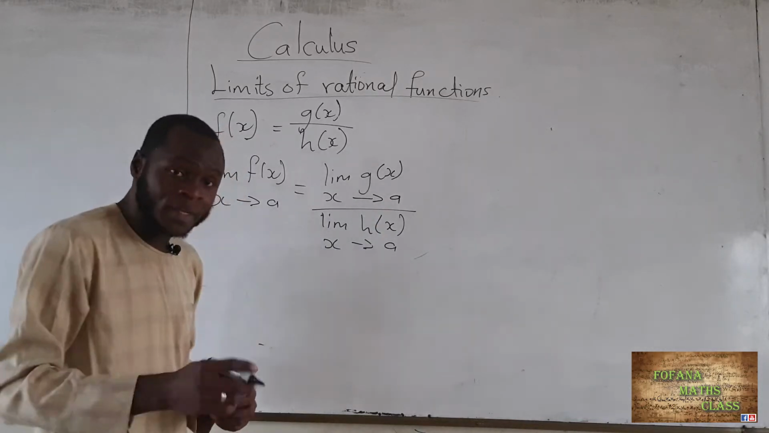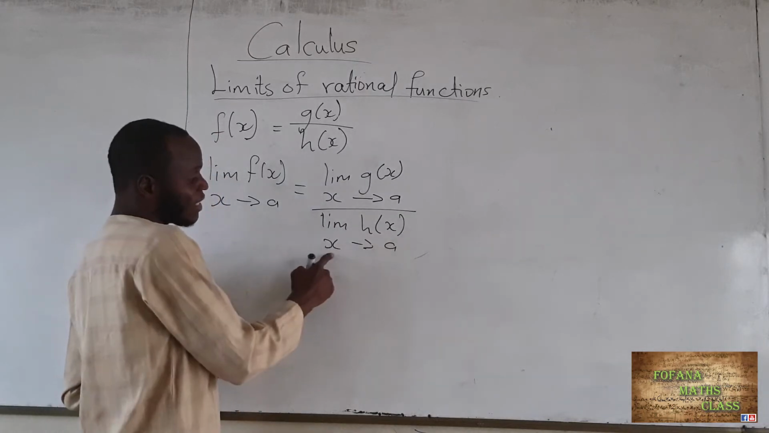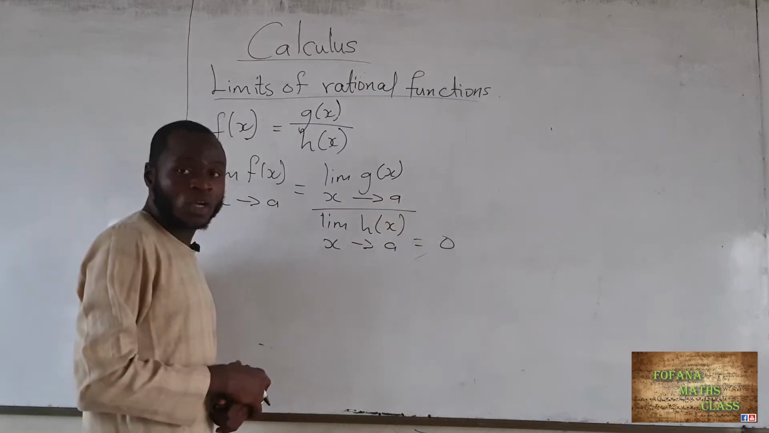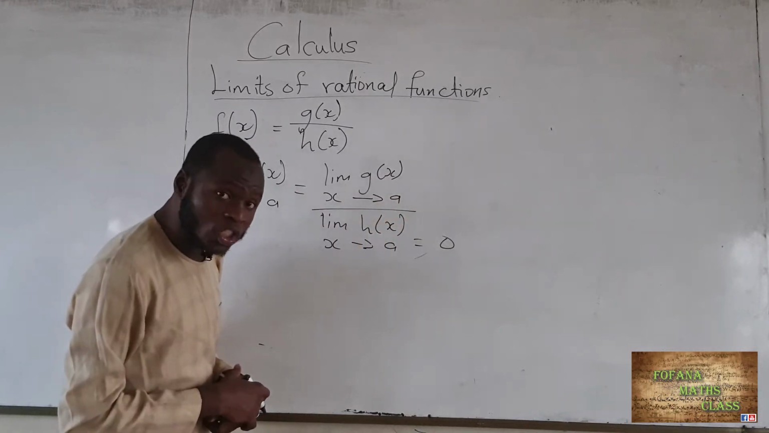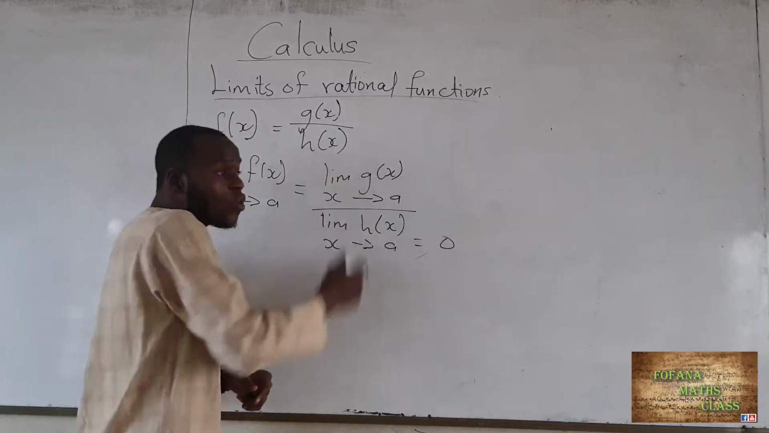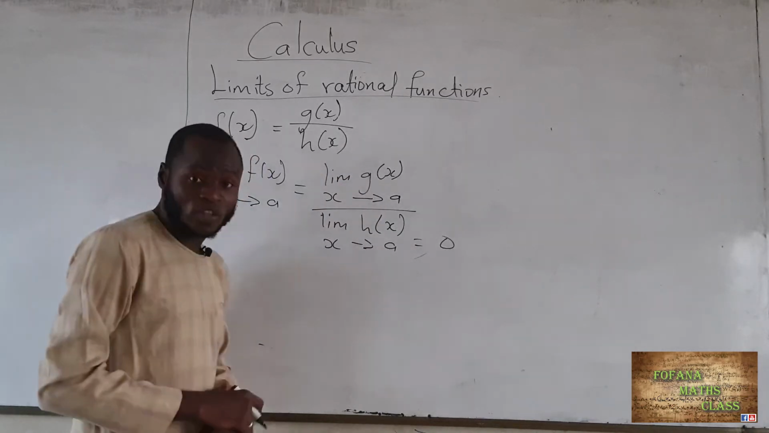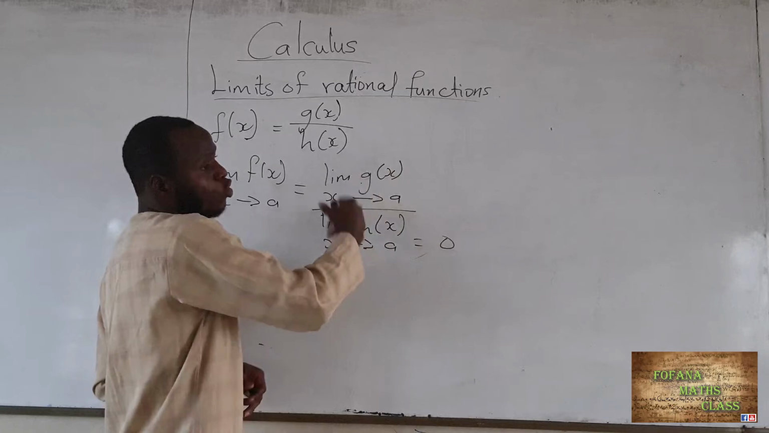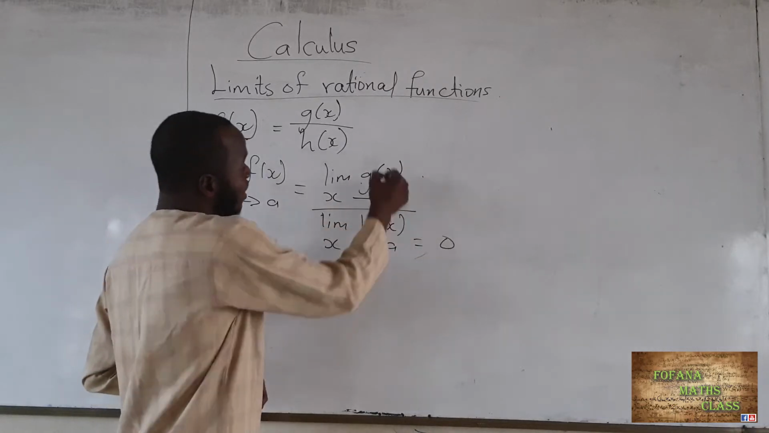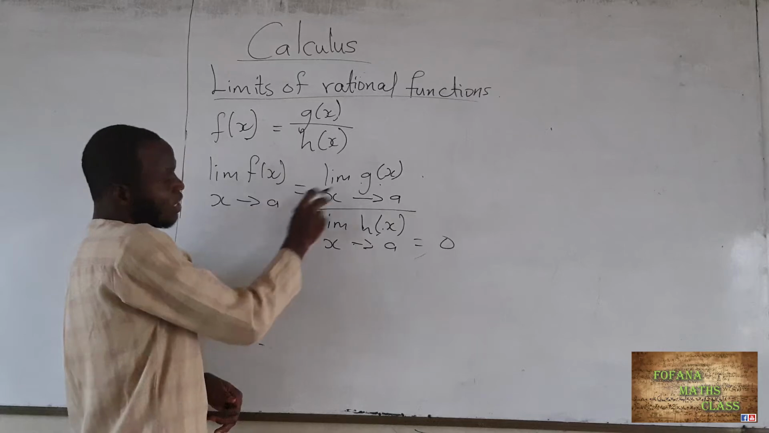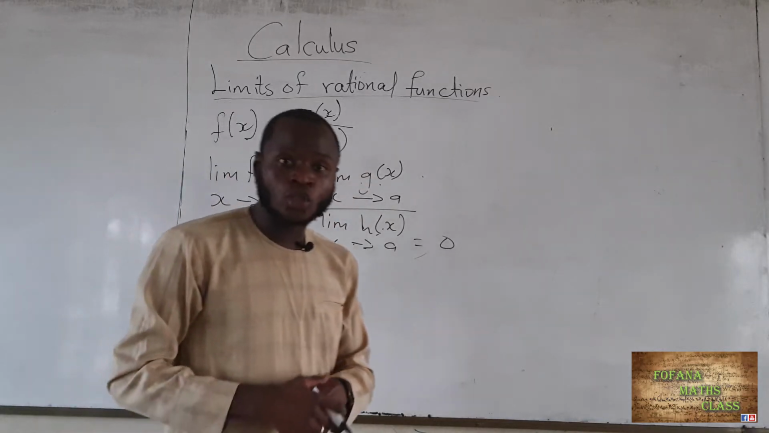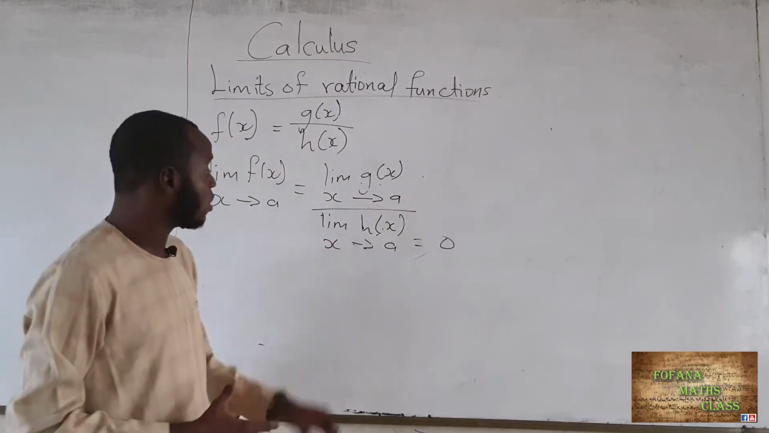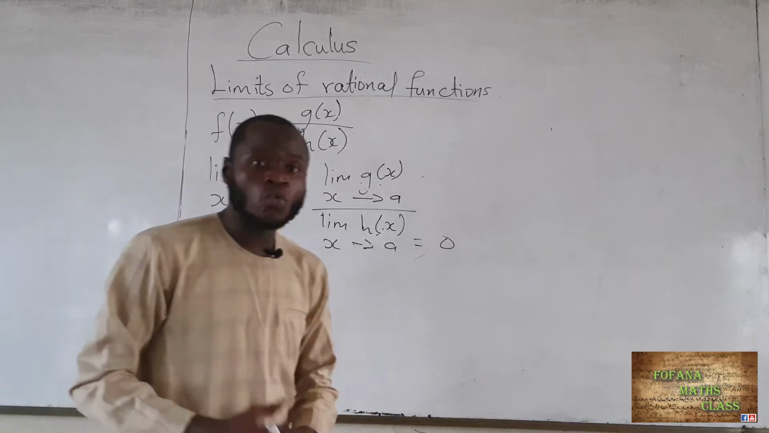What I mean is, if for instance the limit of h of x as x approaches a gives you 0, what do you think will happen? This will give you an undefined solution. If both of them give you 0, then working with it will be very difficult. So what you have to do is simplify the expression g of x over h of x before you insert the limit in the results you will be obtaining. Then you do the limits and you have it your way.